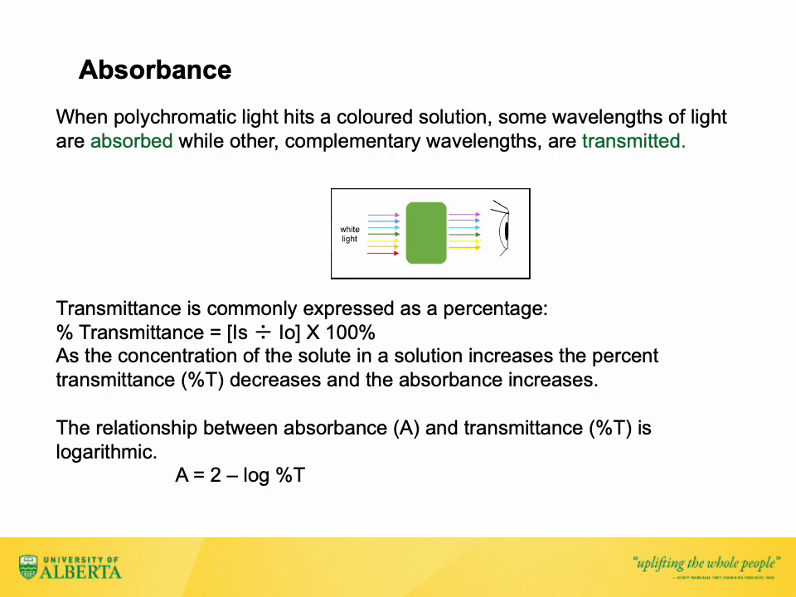The percent transmitted light is equal to the amount of light seen by our eye compared to the incident light, times 100%. As the concentration of a solute in a solution increases, the percent transmittance decreases and the absorbance increases. The relationship between absorbance, A, and transmittance, percent T, is logarithmic. Absorbance equals 2 minus the log percent T.